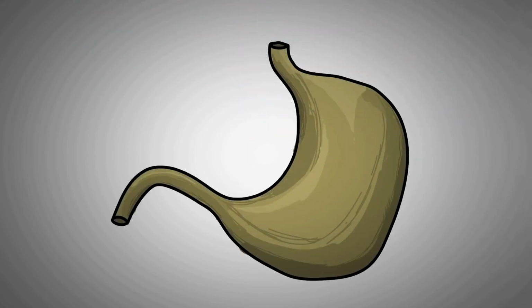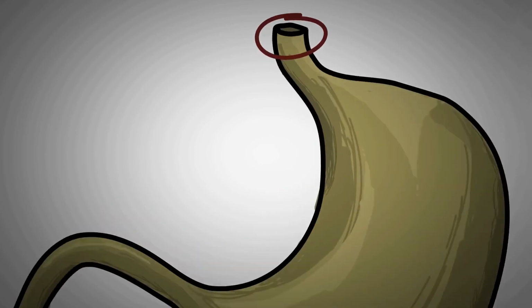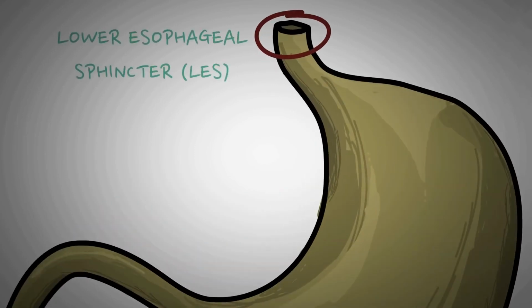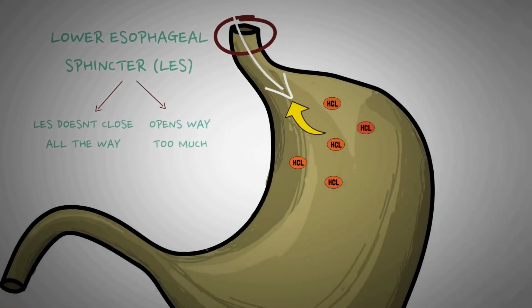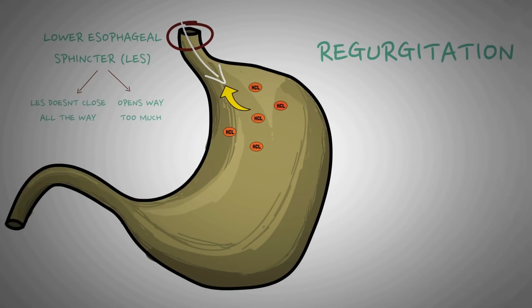Now, at the entrance to your stomach is a valve, which is basically a ring of muscles called the lower esophageal sphincter or LES. Normally, the LES closes as soon as food passes through it. If the LES doesn't close all the way, or if it opens too often, acid produced by your stomach can move up into your esophagus. This can cause symptoms such as a burning chest discomfort called heartburn.